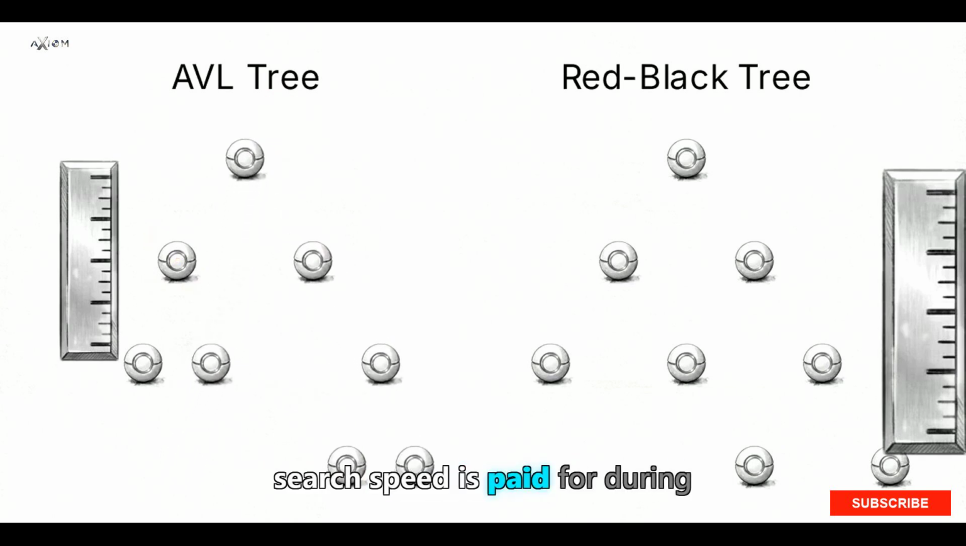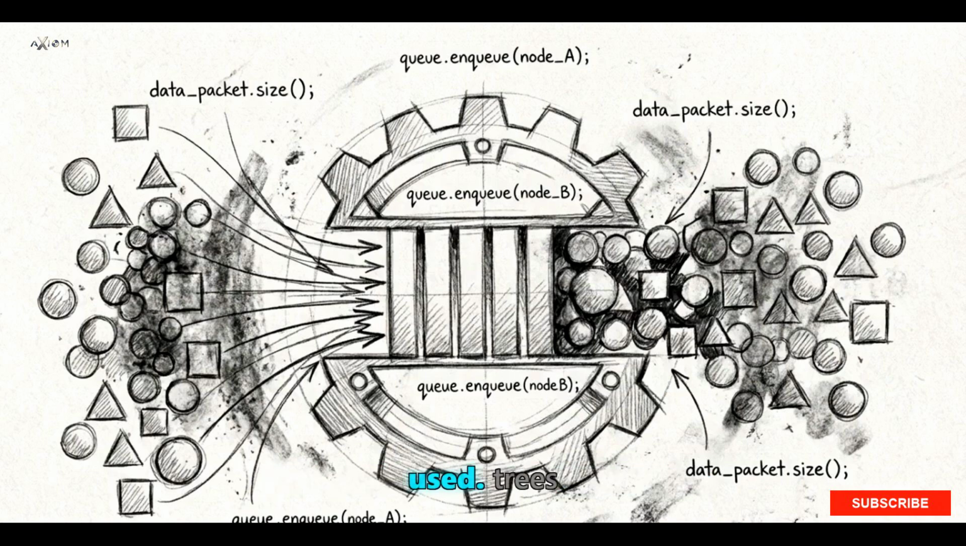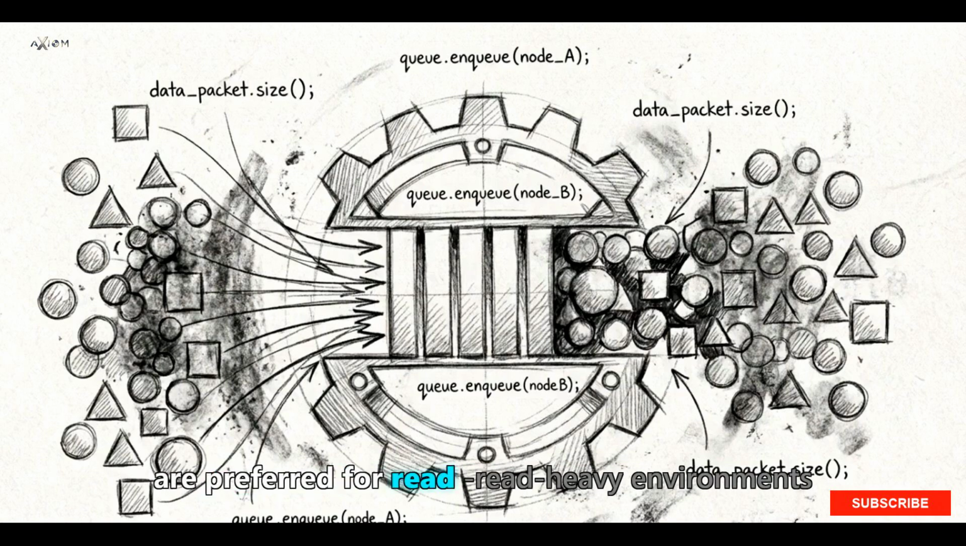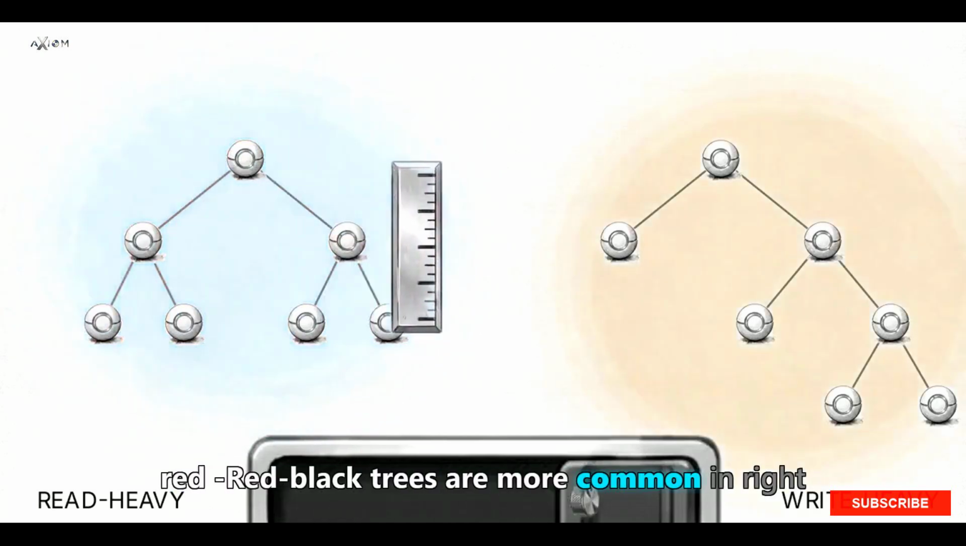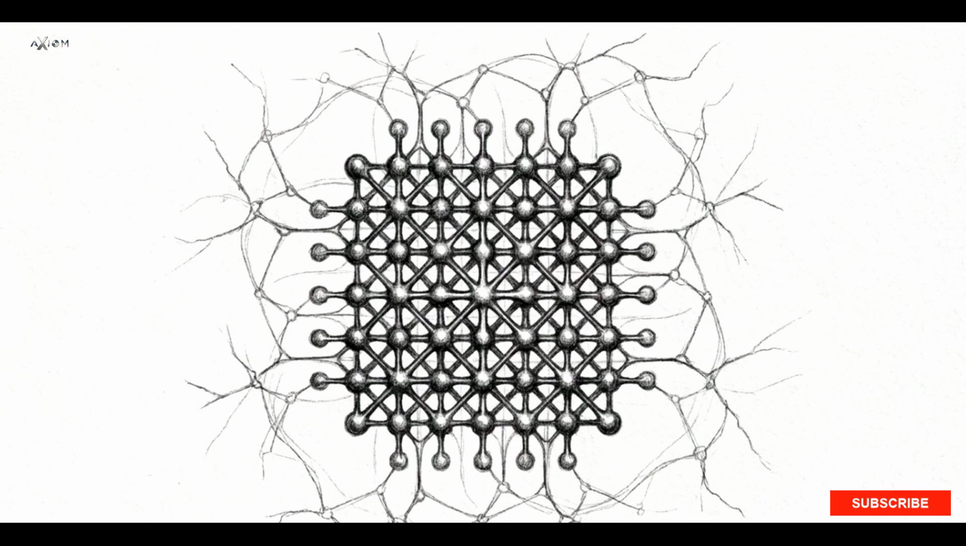This search speed is paid for during the writing process. The AVL tree's strictness requires more frequent rotations every time a node is inserted or removed. These traits define where these structures are used. AVL trees are preferred for read-heavy environments like database indexing. Red-black trees are more common in write-heavy language libraries, like the C++ standard template library. Selecting a data structure is about aligning a mathematical trade-off with the specific read and write profile of the system.